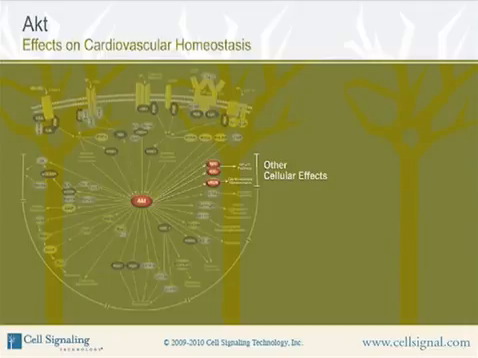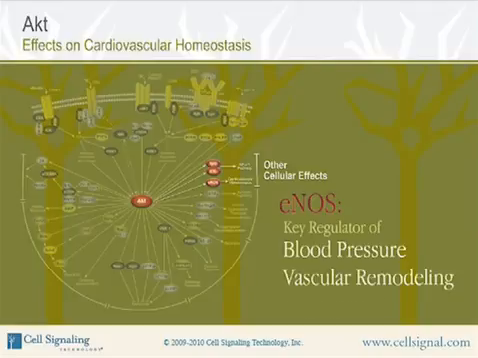Cardiovascular homeostasis. AKT has a number of downstream targets in other areas as well, for example, in the area of cardiovascular homeostasis. Endothelial nitric oxide synthase, eNOS, is an important enzyme in the cardiovascular system. It catalyzes the production of nitric oxide, a key regulator of blood pressure, vascular remodeling, and angiogenesis. The activity of eNOS is regulated by phosphorylation at multiple sites. Several protein kinases, including AKT, activate eNOS by phosphorylating serine 1177 in response to various stimuli.